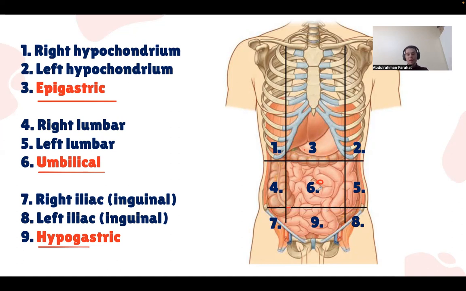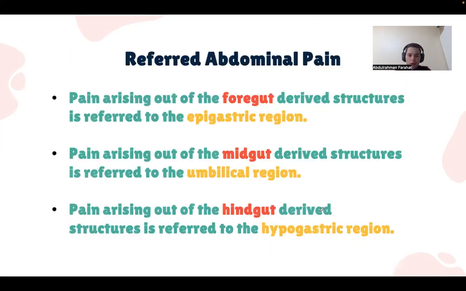Finally, if you have pain in the hindgut-derived structures, so the rest of the, so the 1/3 of the transverse colon, the descending colon, and then the sigmoid colon, all these structures would give referred pain to this hypogastric region right here. And so this is basically what I just said. So foregut-derived structures is referred to the epigastric region, midgut-derived structures would be to the umbilical region, and the hindgut-derived structures would go to the hypogastric region.